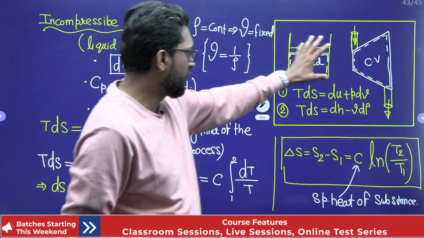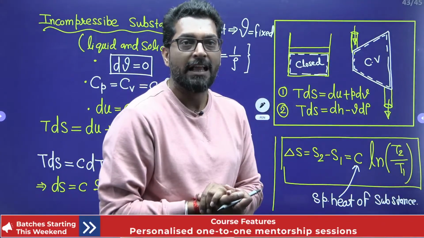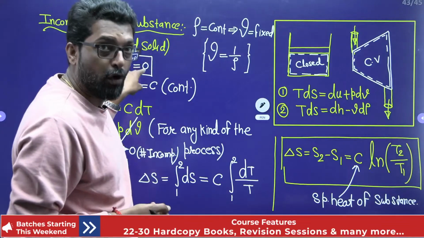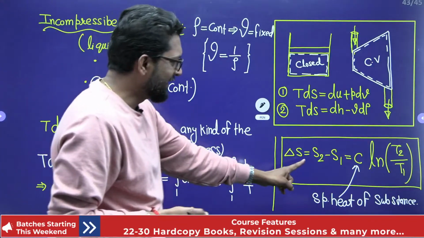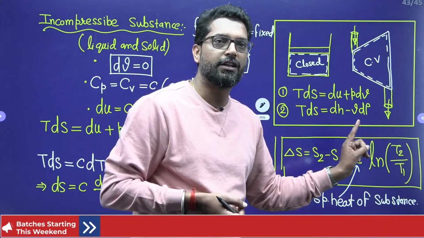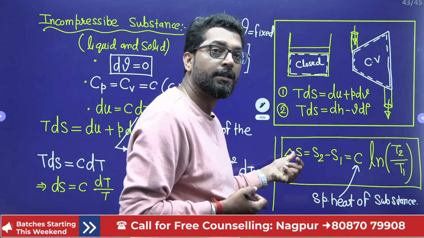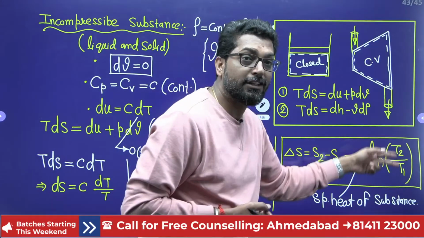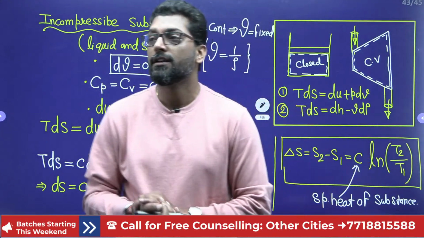So if in any system that has a fixed volume, that means the volume is not changing of the fluid, in that situation, what is the change in entropy? C ln T2 by T1. T2 is the final temperature, T1 is the initial temperature. So if the final temperature increases, the system entropy will increase. If the final temperature decreases, the system entropy will decrease. And if there is no change in temperature of the incompressible fluid, in that case the entropy is constant.